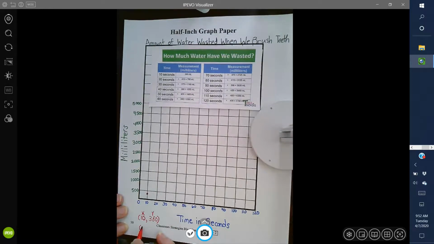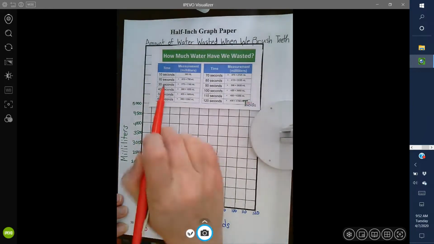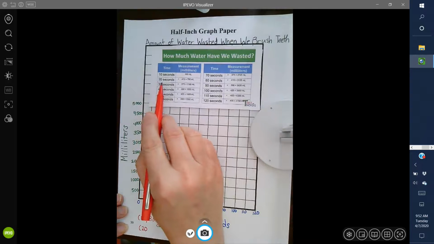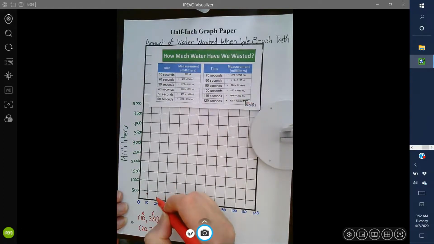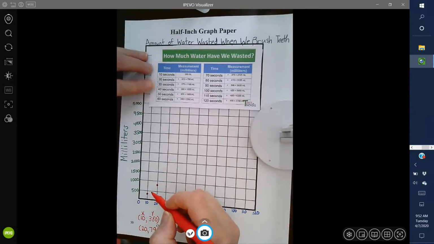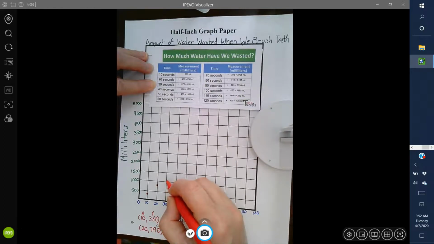I'll do one more down here. And that one would be 20, 790. So I'm going to go over to 20, and I'm going to go up to 790. Again, 750 would be here, so I'm just going to go a tiny bit higher right there. All right, now I'm going to follow up here. Now I'll have 30, and then 1,165. We'll say about here.